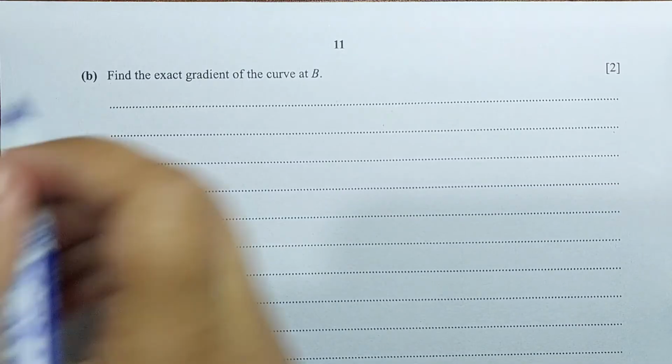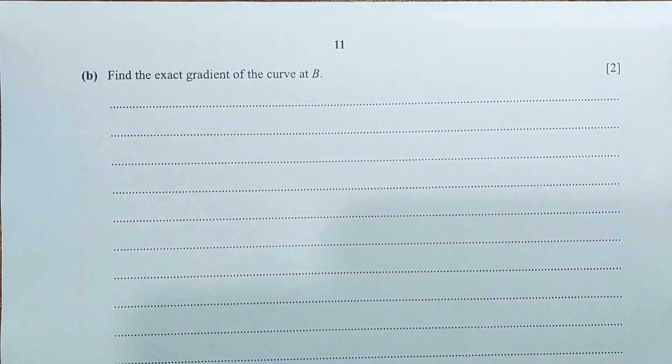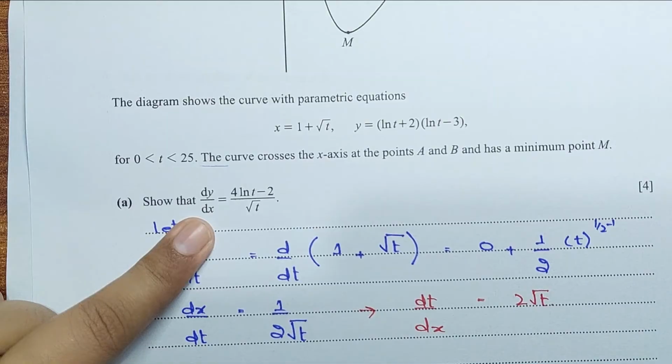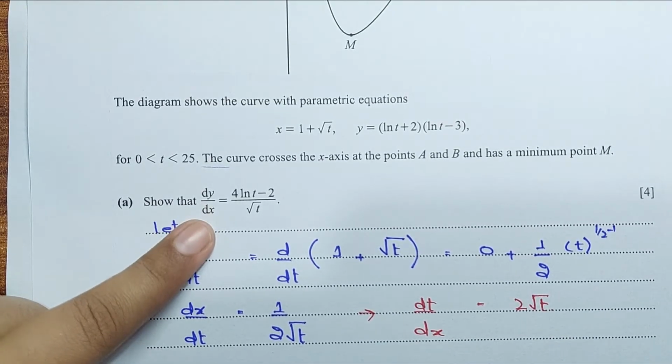Now for part B, find the exact gradient of the curve at B. Okay, so this is the gradient of the curve. From part A, we have done the gradient of the curve. We have to find the exact value of the gradient of the curve at point B.